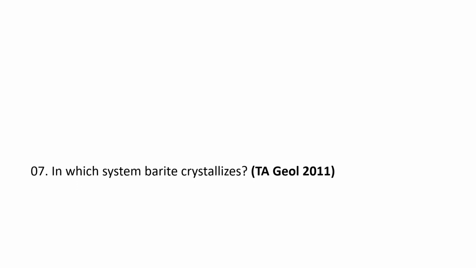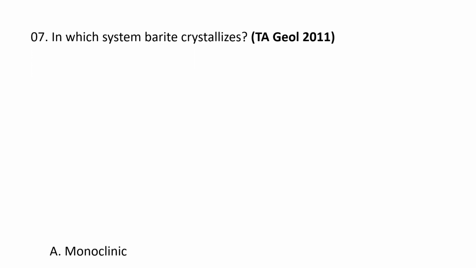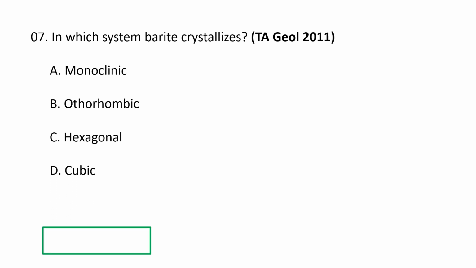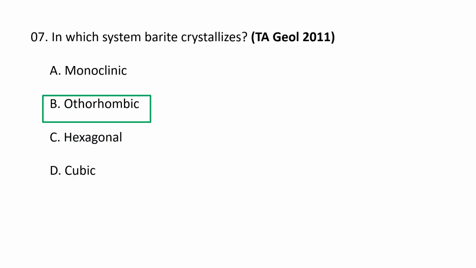Next question. In which system barite crystallizes? So this is a very simple straightforward question. A. Monoclinic, B. Orthorhombic, C. Hexagonal, and D. Cubic. Barite crystallizes in orthorhombic crystal system. So B is the correct option.